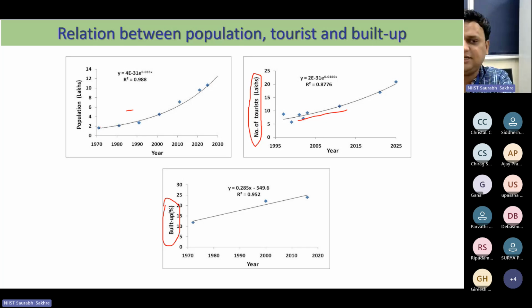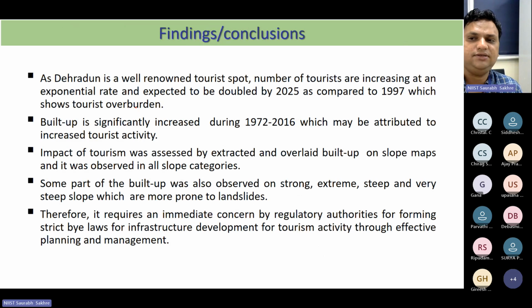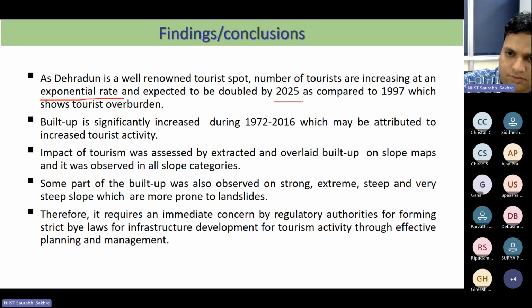Because population increase is natural. Anywhere people are living, their population will increase. But the number of tourists is also increasing. That is leading to more construction of hotels, lodges, and other facilities. Okay, so what our finding is, is that as Dehradun is a well-renowned tourist spot, the number of tourists is increasing at an exponential rate, expected to double by 2025, which is now near, compared to 1977, which shows tourist overburden. It is overburden. And from 1972 to 2016, built-up has increased significantly.